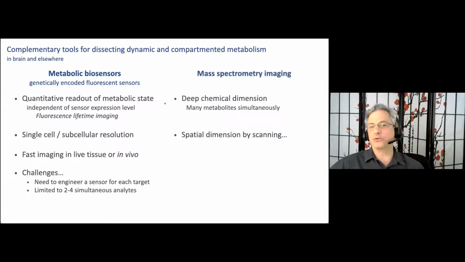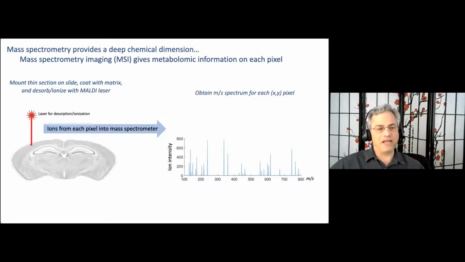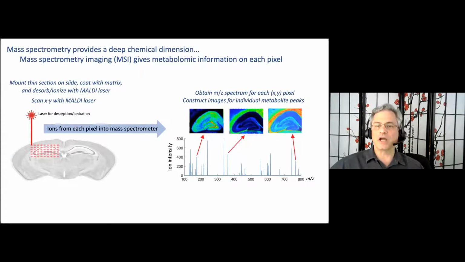And so a complementary tool that's also already been mentioned in the workshop multiple times is the use of mass spectrometry imaging. And because of the mass spectrometry, it has a deep chemical dimension. We can measure many metabolites simultaneously. And we get the spatial dimension by scanning. And Tara also already described this. You can use a laser to desorb and ionize, get a mass spectrum. Each peak is a different chemical compound. And then if we scan the laser across the tissue, we can construct images for each individual metabolite peak, and we can quantitate the metabolite in basically each pixel of the sample.